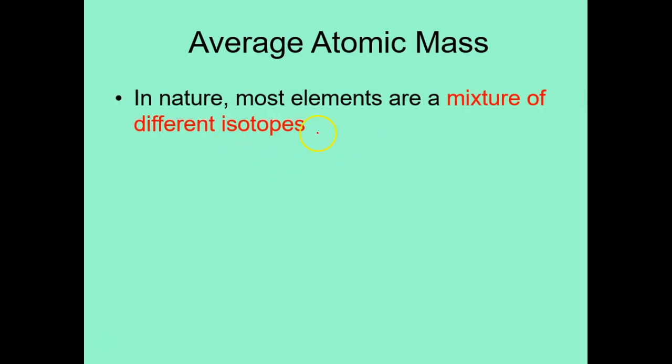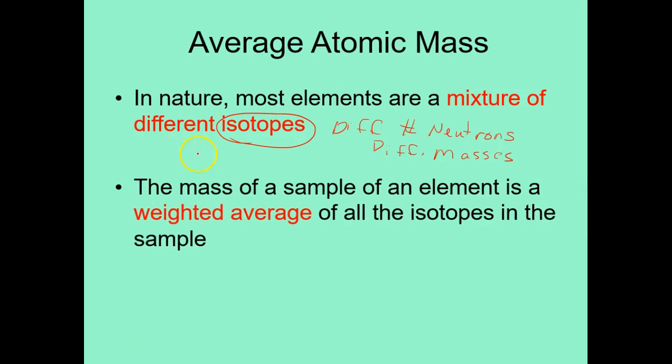In nature, most elements are mixtures of different isotopes. Remember, isotopes have a different number of neutrons, but they are the same element, so they have different masses. Because of that, we want to get a weighted average to get the average atomic mass. The mass of a sample of an element is the weighted average of all isotopes in the sample.